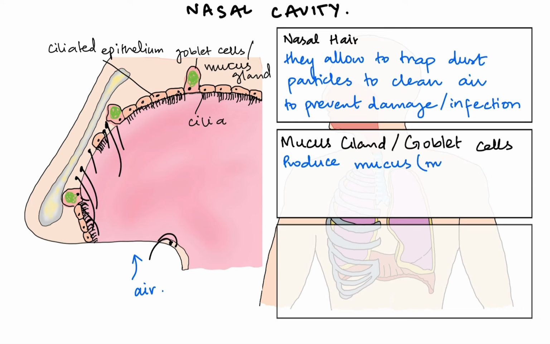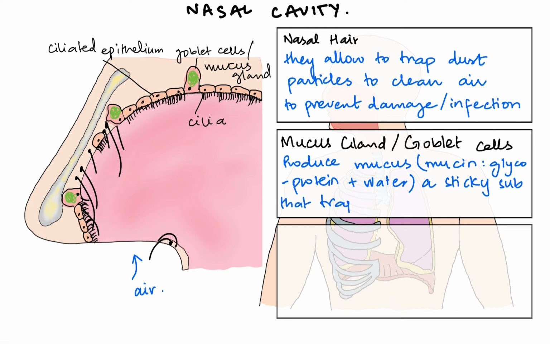They produce mucus, which is a combination of mucin. Mucin is actually a glycoprotein. So they produce mucus, which is a combination of mucin, glycoprotein and water. So it's a sticky substance that traps pathogens on it. The bacteria actually get trapped on the sticky mucus. And then later we will engulf the mucus, and then in the stomach they are killed.